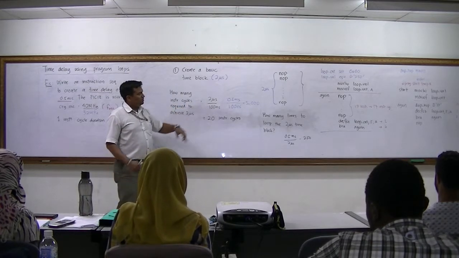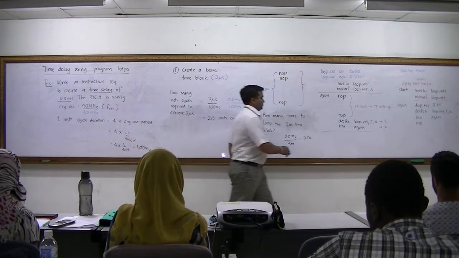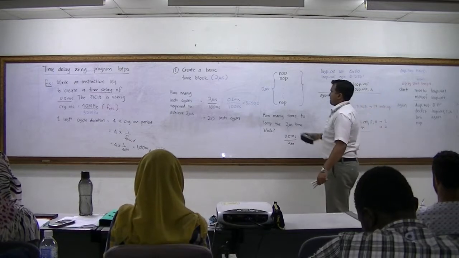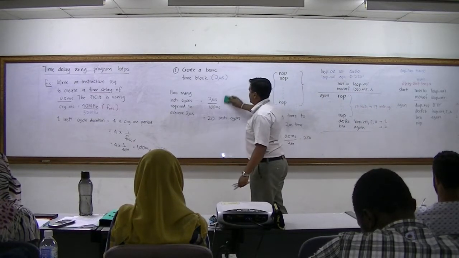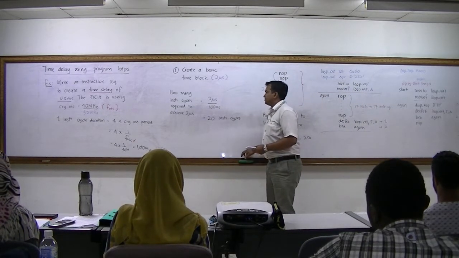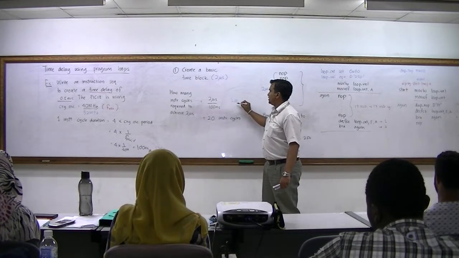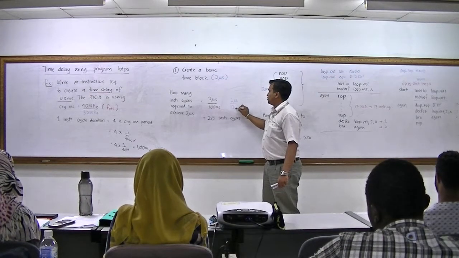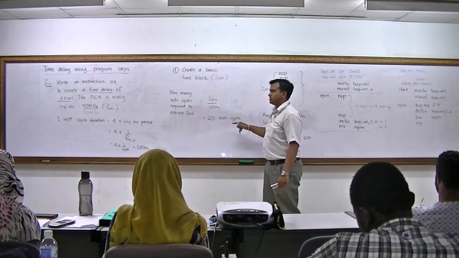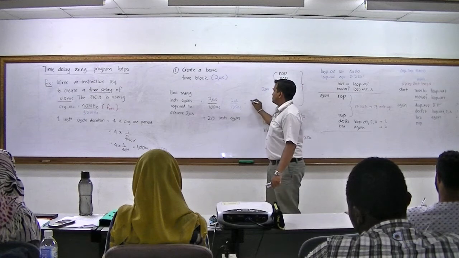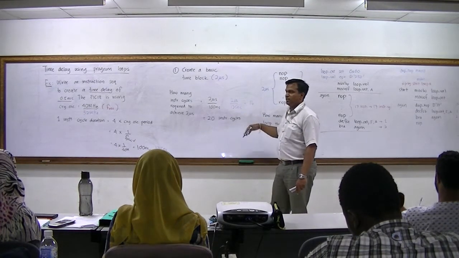So what do you need to change here? This one will come back later. So what do you need to change? This basic time block, because it's the same, so you keep it. So 1 to 5 nanosecond. So how many instruction cycles do we need? 16. We need 16. It becomes less.